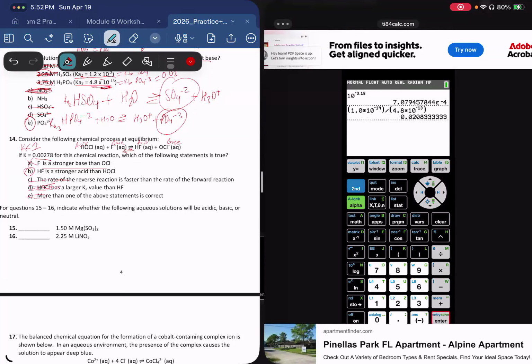Does that make sense? Yeah, but I also saw that on the periodic table, the rule is that the bigger the atomic size, the stronger the acid. So can you just use that as a general rule?